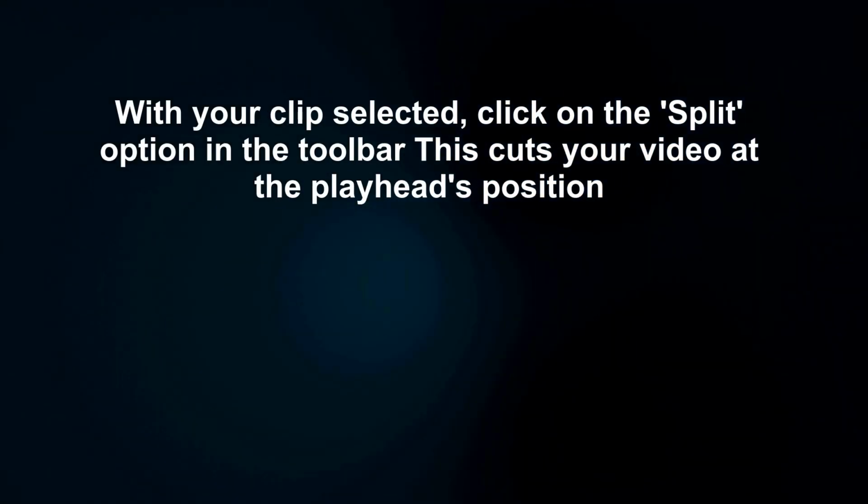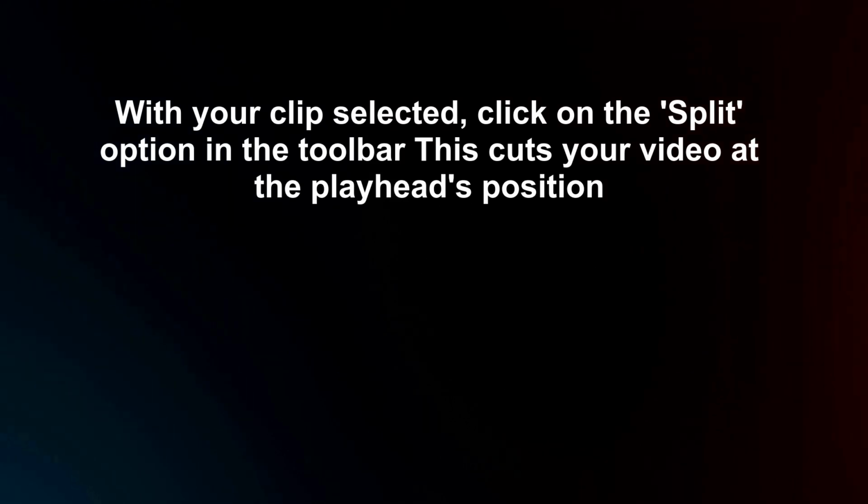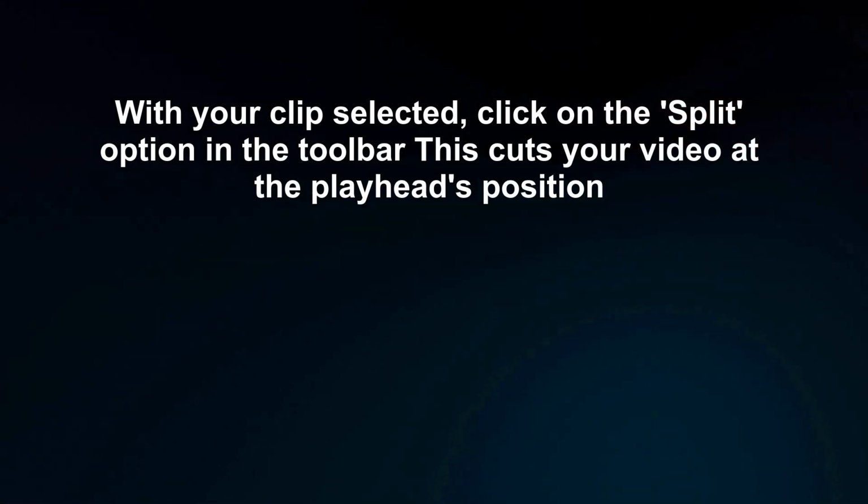With your clip selected, click on the split option in the toolbar. This cuts your video at the playhead's position. You'll see your clip divided into 2 parts. Now, select the second segment of your clip.